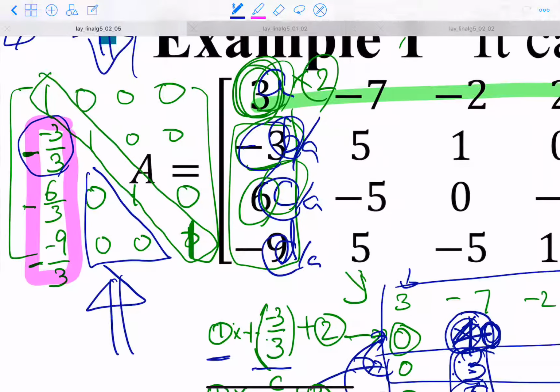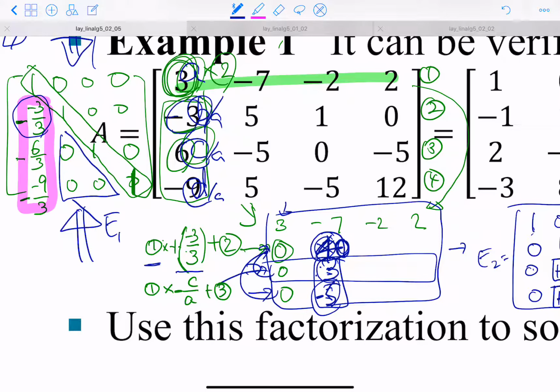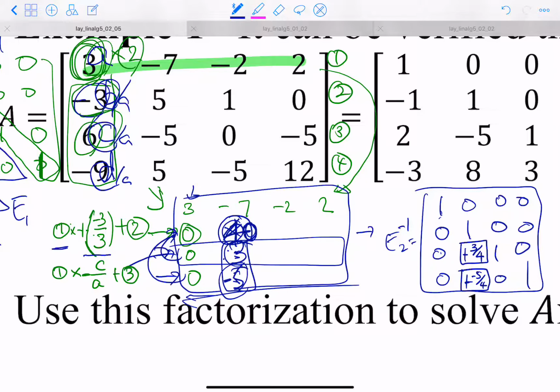Right, let's take this example. So this is E1, and making them positive signs will give us E1 inverse, right? And then this guy, we obtain this, and this is our E2 inverse, by just flipping the signs of it, right?